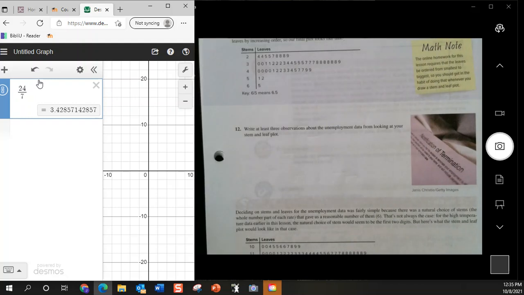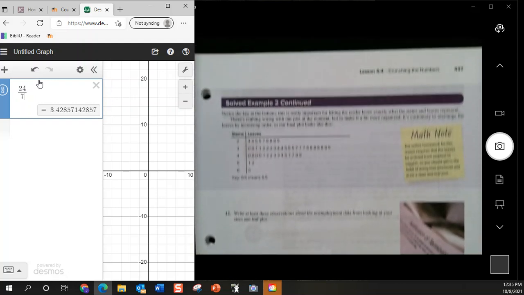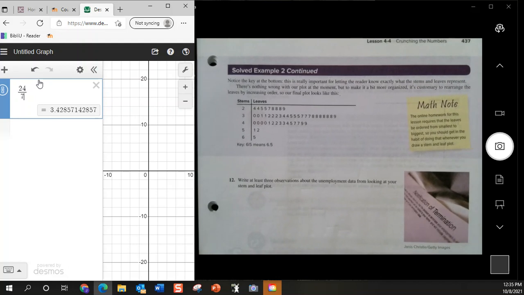Okay, now we go here to the top. It says solve example 2, continue. Notice the key at the bottom. This is really important for letting the reader know exactly what the stem and leaves represent. There's nothing wrong with our plot at the moment, but to make it a bit more organized, it's customary to rearrange the leaves by increasing order. So our final plot looks like this.